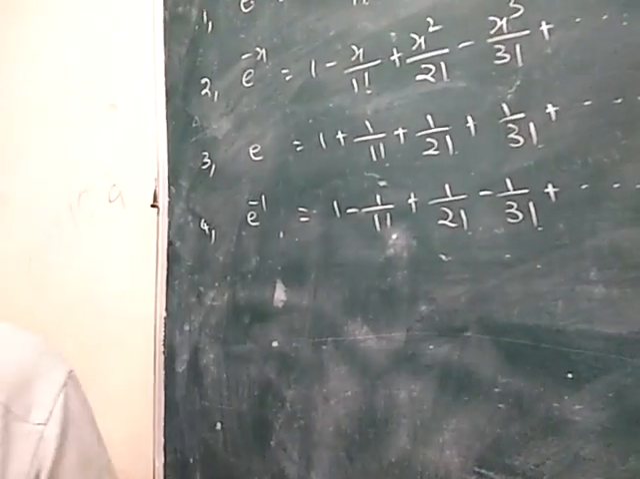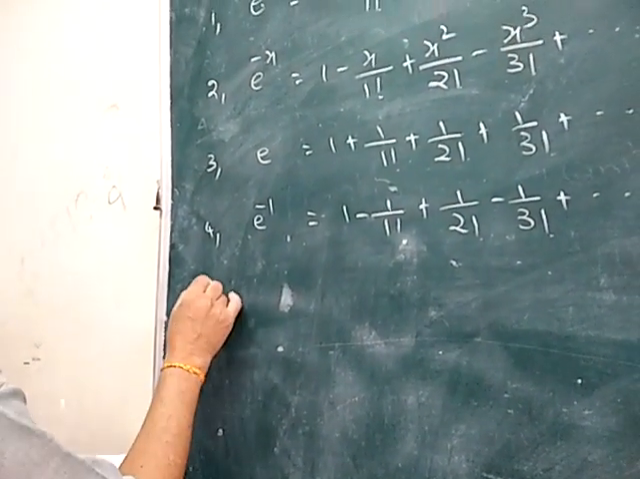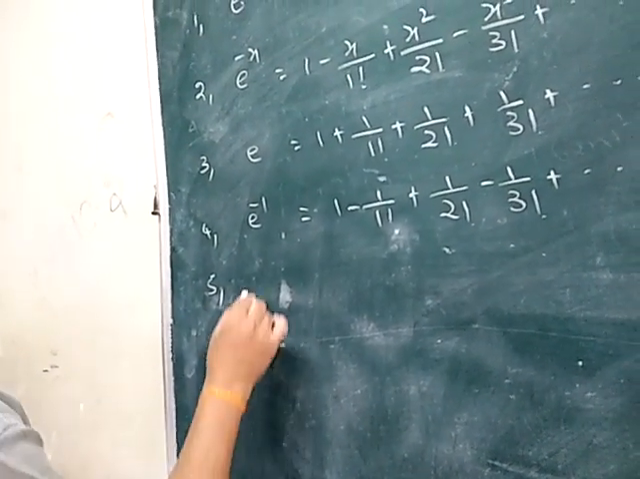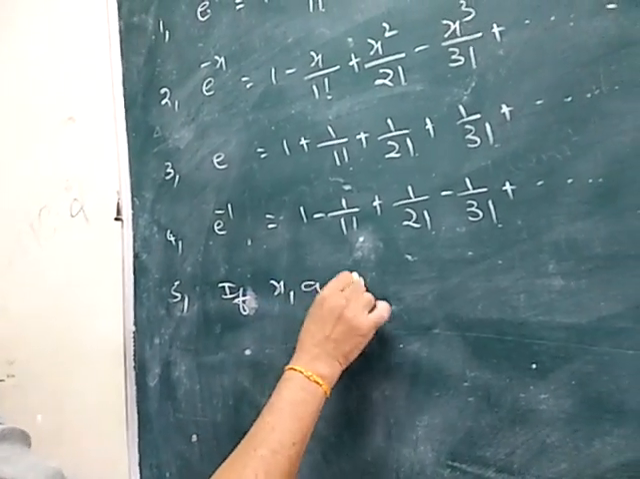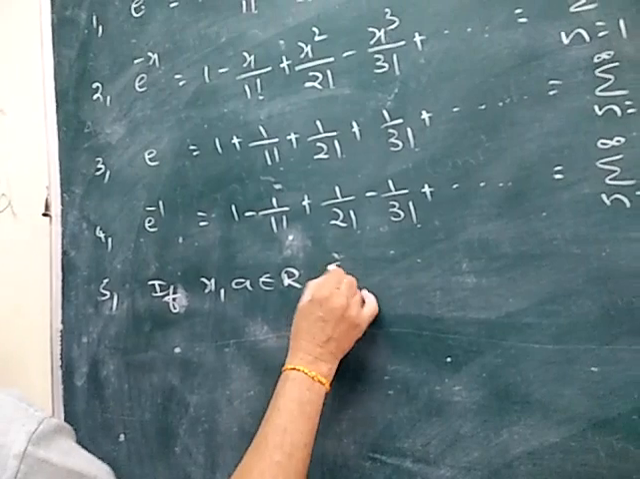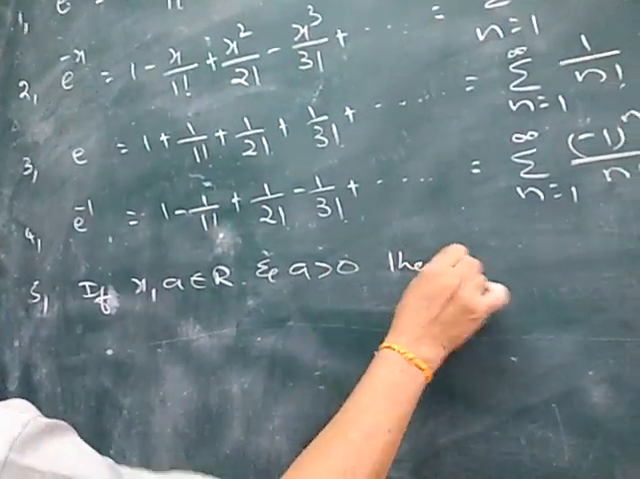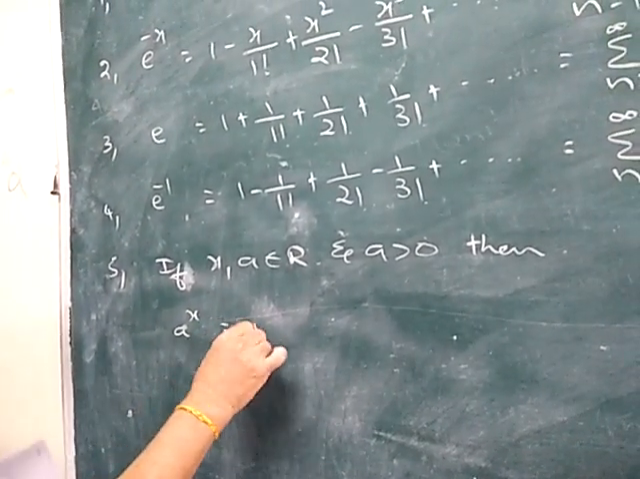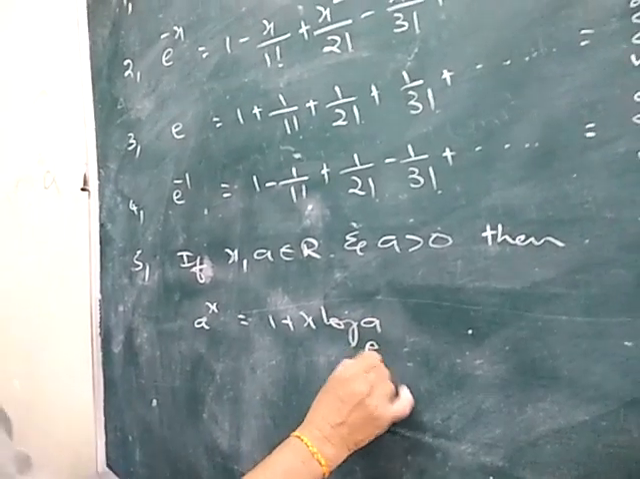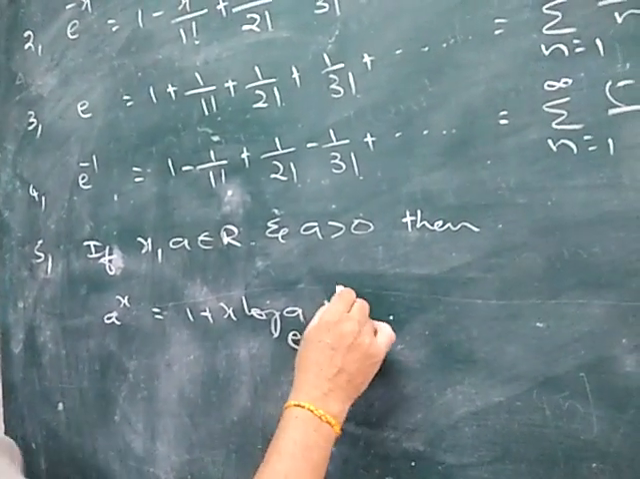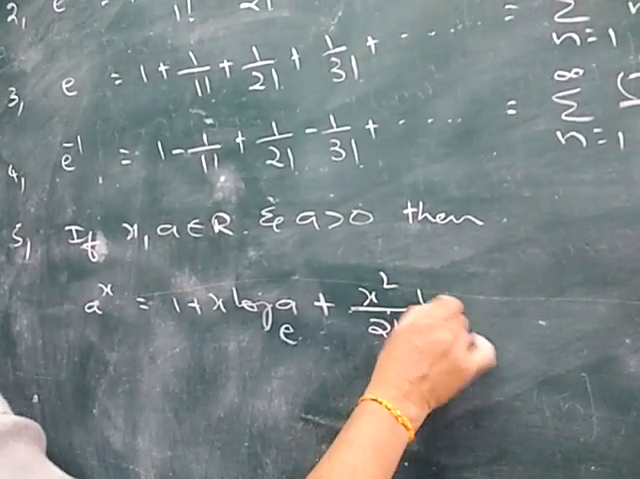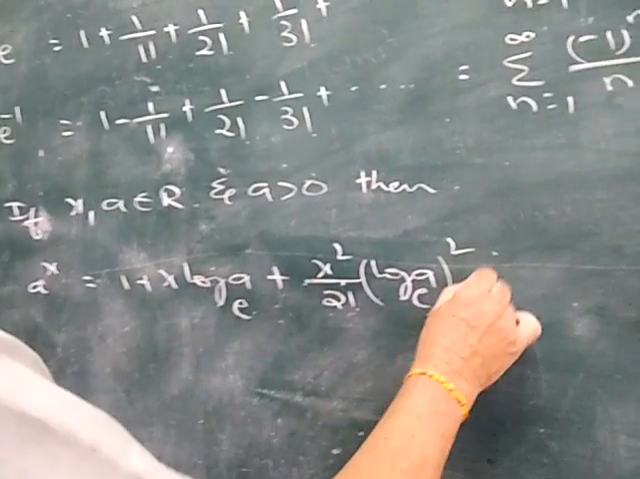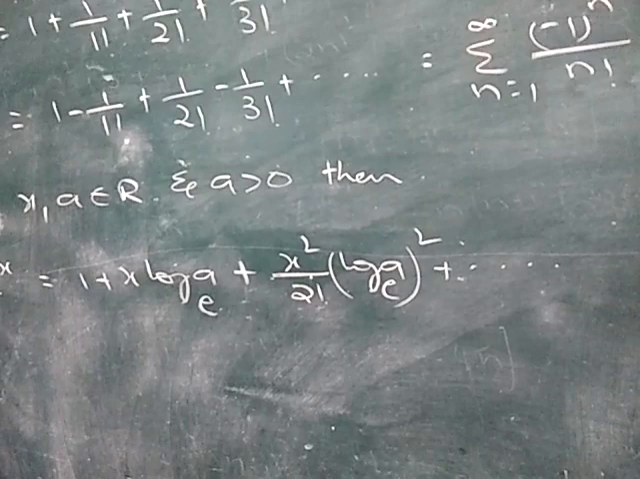And then fifth one is, if x comma a belongs to a real number and a is greater than 0, then the expansion of a power x is equal to 1 plus x log a to the base e plus x square by 2 factorial into log a to the base e whole square plus so on.